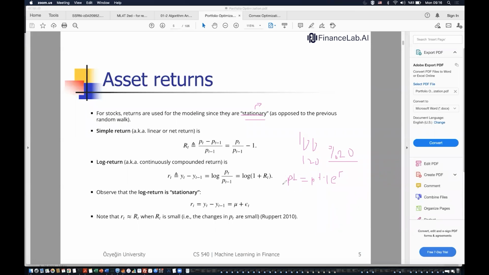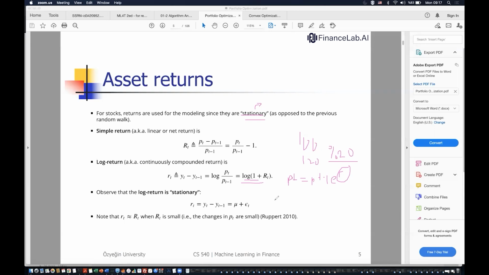Here P_t is the price at time t, P_{t-1} is the price at time t minus 1, and e to the r is the exponentiation of r, where r is the return, as you see here. If we take the logarithm of both sides, then r_t becomes the log of P_t divided by P_{t-1}. So the log return is related to one plus the simple return that we calculated here, and is equal to r_t.